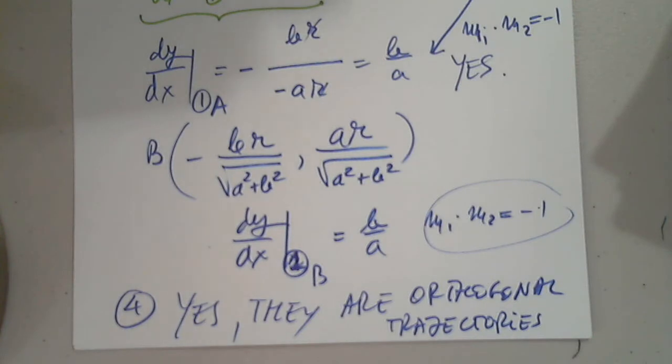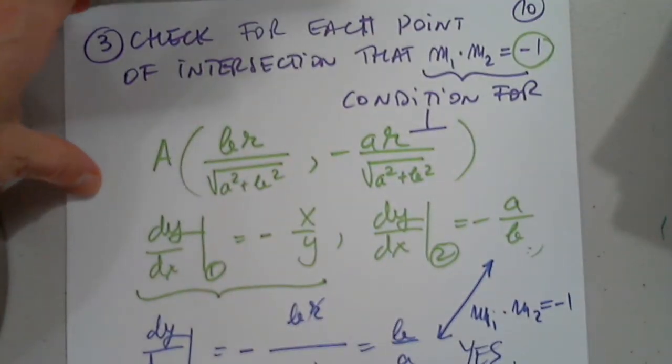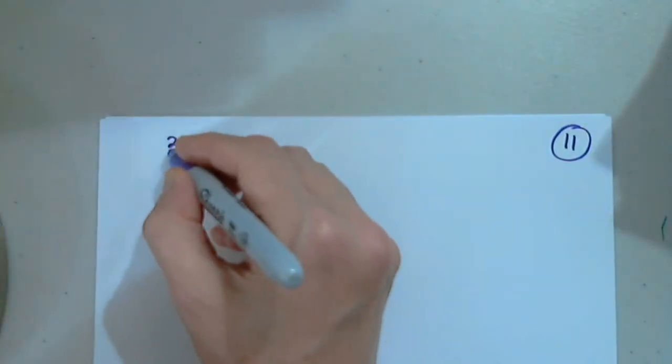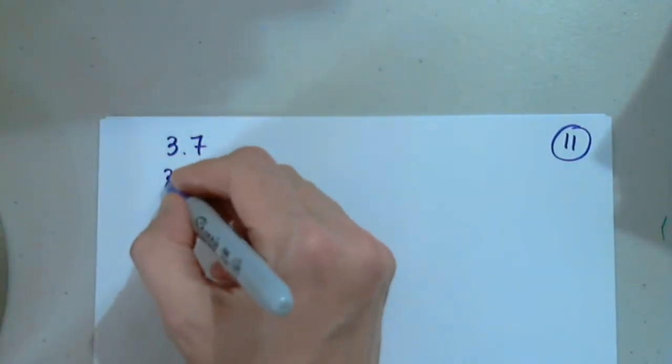A lot of work, but that's another application of implicit differentiation, etc. Okay, so from this chapter, we have 3 sections left: 3.7, 3.9, and 3.10.